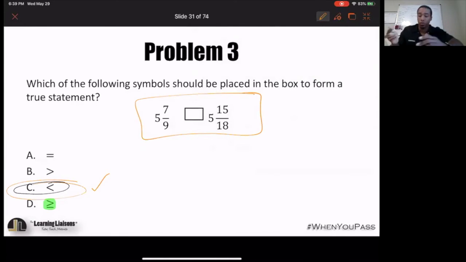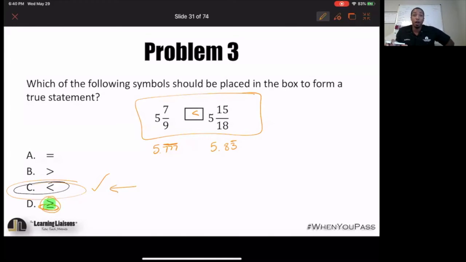But again, I will prove it to us. 5 7/9 is 5.7 repeating. So that's 5.77777. And then 15/18, let's go ahead and see what that is. That will be 5.83 repeating. So less than belongs in there. Less than is what we chose. We're good. Again, remember the rule of thumb. Look at the answer choice that says less than or greater than or equal to. Look for that one, the one with the line on the bottom, the one with the underscore on the bottom. And from there, select the one that goes the opposite way. And you're done.